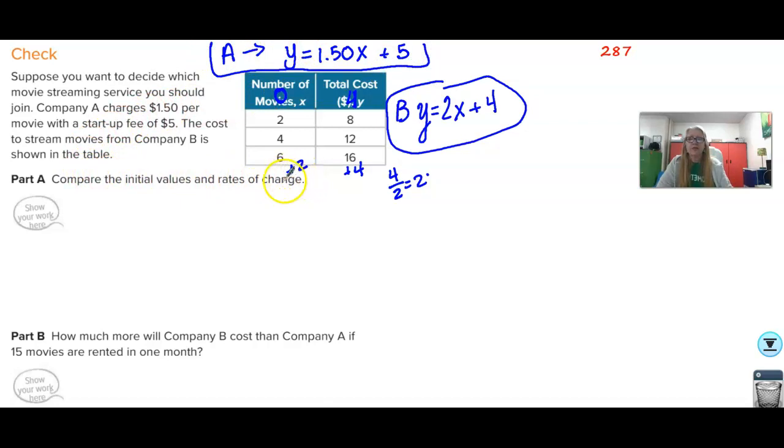Compare the initial values and rates of change. Okay, B is cheaper initially. It's $1 cheaper initially.